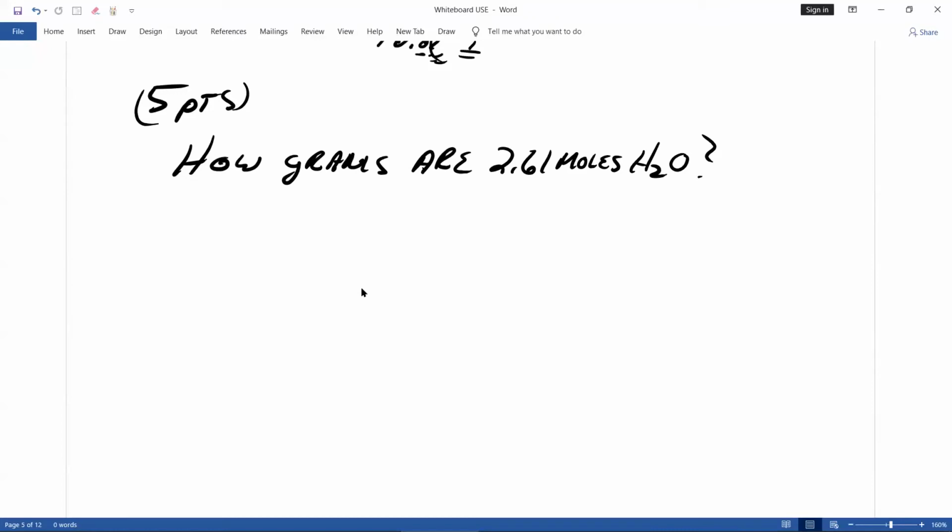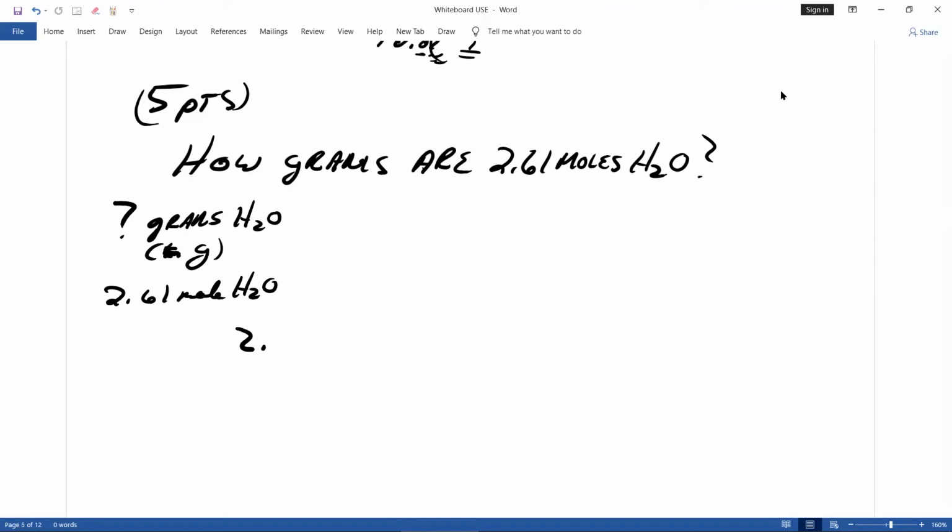All right, I haven't done this in a while. Some thumbs up, people. Do you see 5 points? How many grams are 2.61 moles of water? How do you do this? First of all, what are we trying to find? Grams, which is abbreviated by g, grams of water. What are we given? 2.61 moles of water. And now it's time to use your good buddy, your good friend, unit analysis.